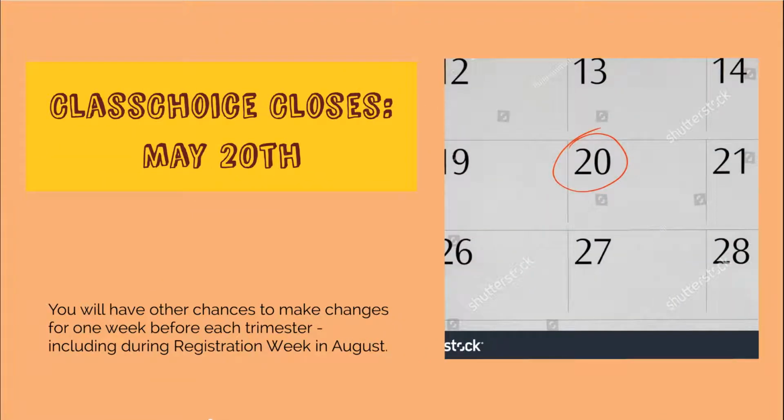Some important deadlines. Class Choice closes on May 20th. That is the last day this spring that you can make changes to your schedule. In the fall, it'll open again before school starts, and then before each trimester, we give you a week to make some adjustments. But this spring, May 20th is the last date, so kind of keep that date in mind.